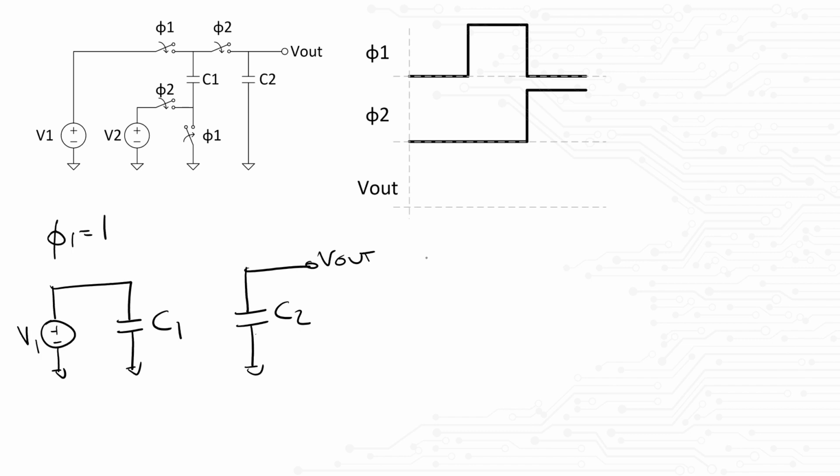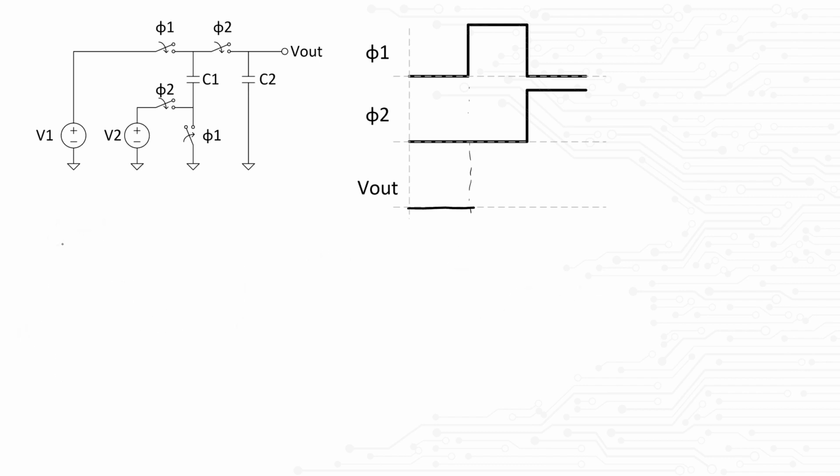It is clear that during this clock period, Vout will stay at zero, and C1 will have a voltage drop across it of V1. Therefore, the charge on C1 is defined as Q equals C times the delta V. Nothing else happens during this phase. Let's now redraw the circuit when Phi2 is high. We will have the following circuit.